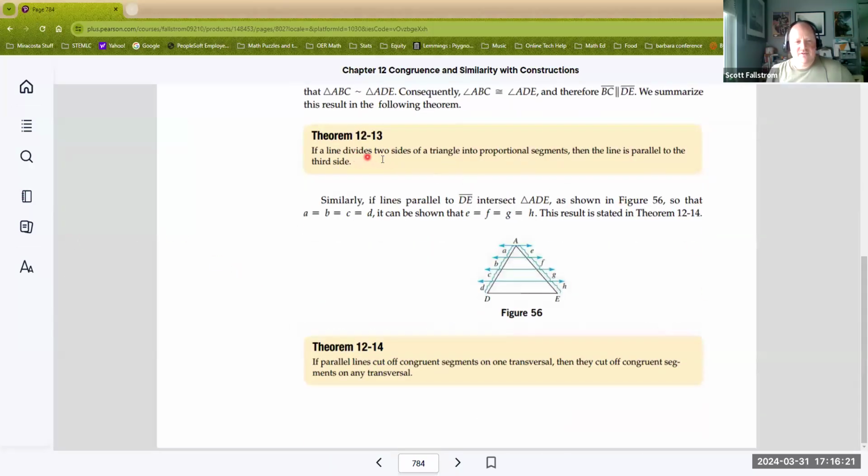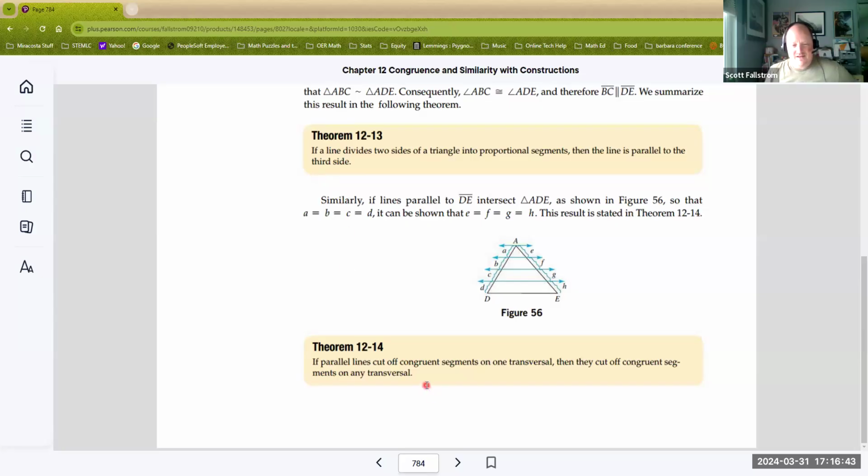Okay. If a line divides 2 sides into proportional segments, then the line is parallel. So this is kind of a back and forth. This is a two-way street. You could have made this if and only if. If the line is parallel, then it breaks it into proportional segments. If it breaks it into proportional segments, then the line is parallel. And so we get this kind of really nice connection between the two.